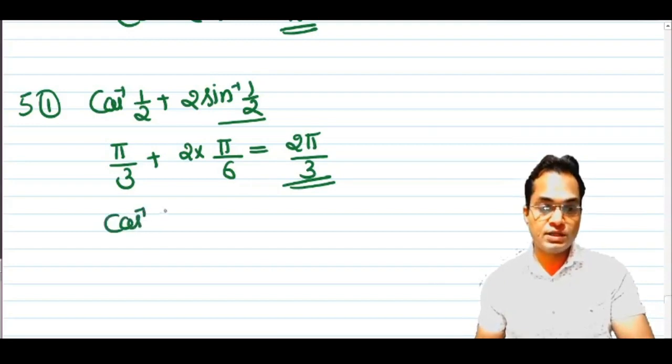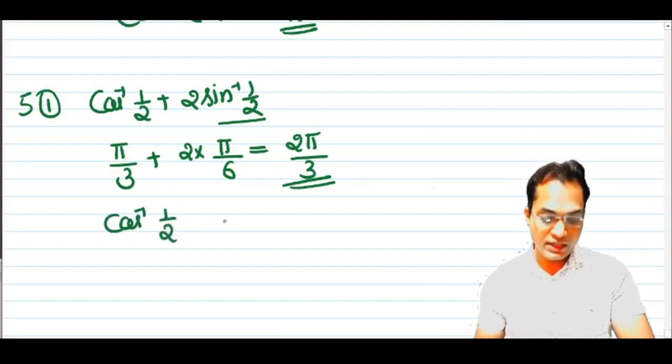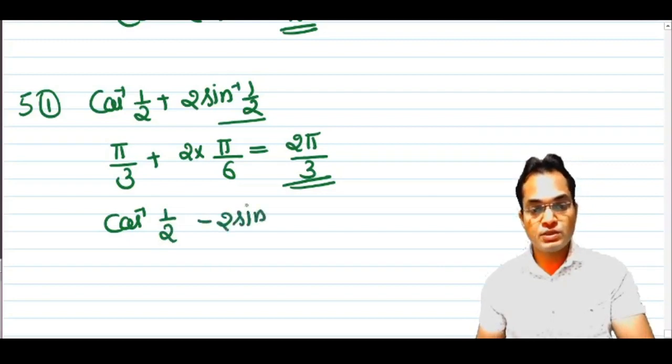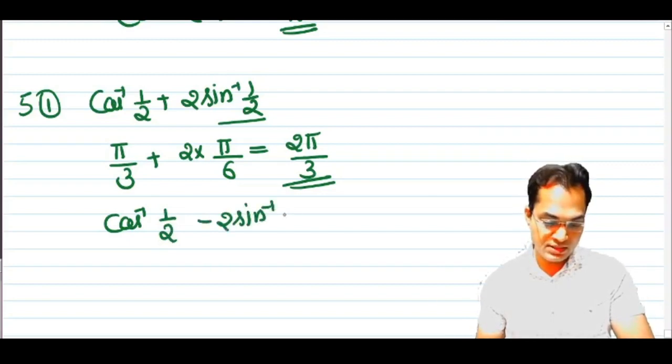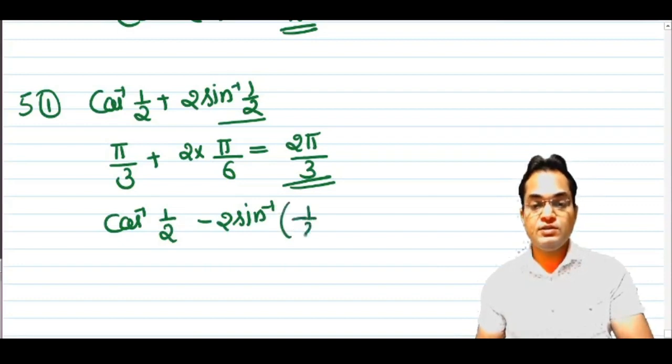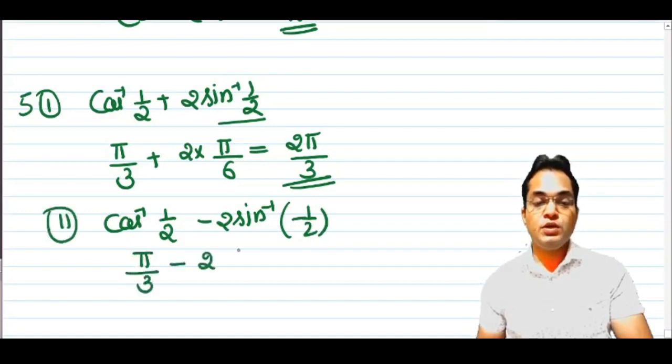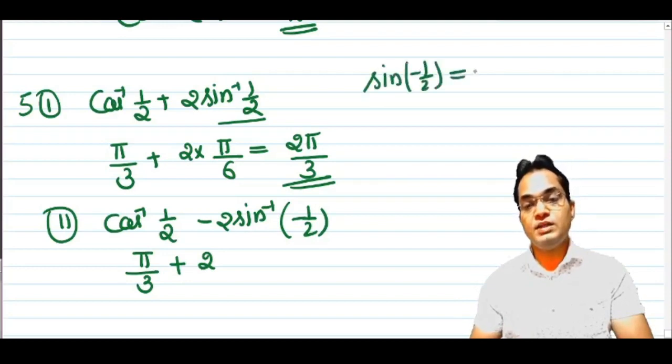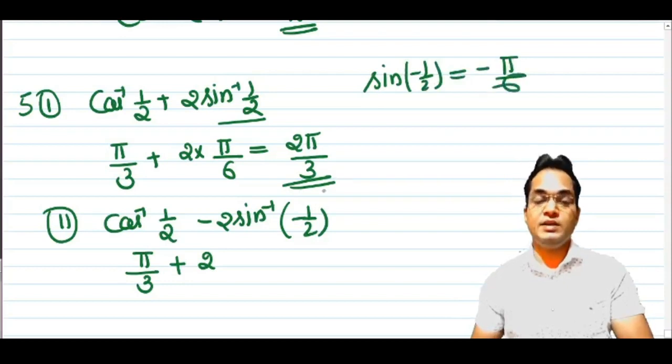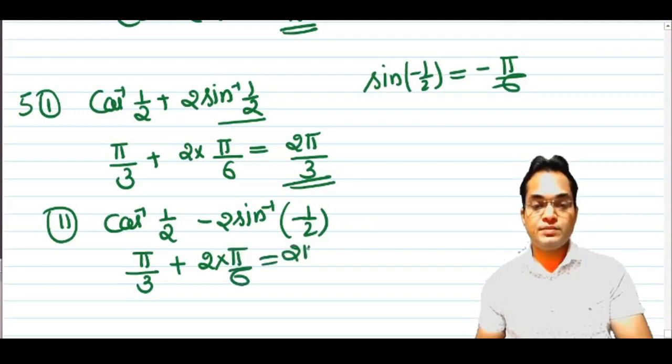Cos inverse half and minus of 2 sin inverse minus half. It is also so easy. What is the cos inverse half? We wrote one here. Question number 2 है ये. It is pi by 3 minus 2. What is the sin inverse minus half? You can see the value of sin inverse minus half is minus 30. That's why minus minus plus into 30. Again your answer is 2 pi by 3.